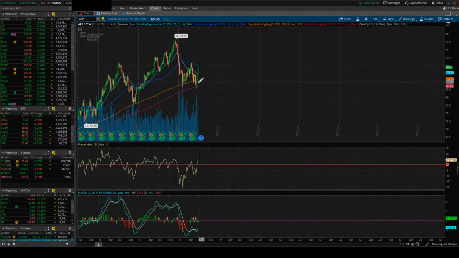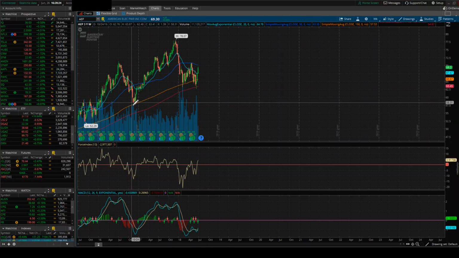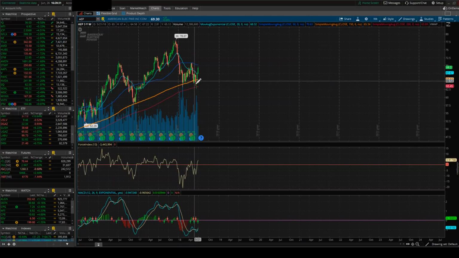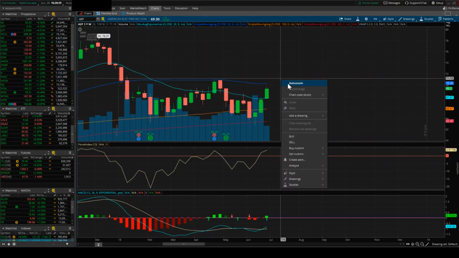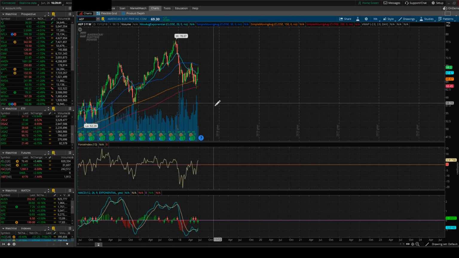This is uptrending, but more recently, we started breaking this trend. Look at this 150 simple moving average, the orange line acting as support, and then all of a sudden, we broke down, and then we formed a reversal candle here at the 200 moving average, and now we're coming back up. So okay, so there's a couple scenarios.